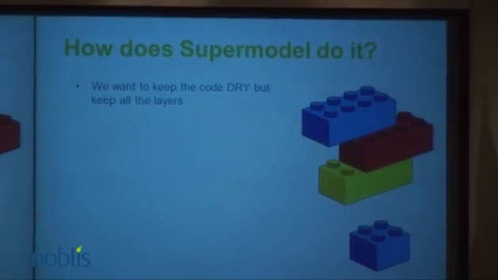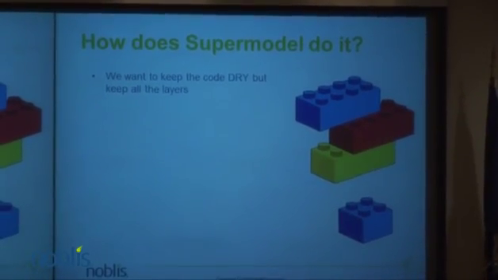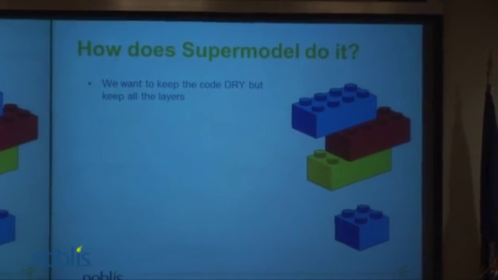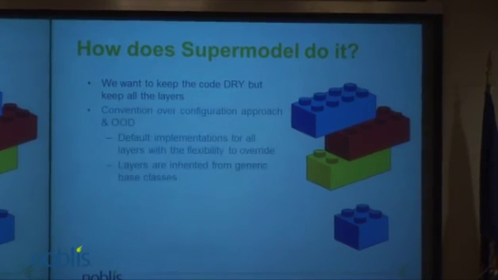Well, remember, we want to keep things DRY. DRY stands for "do not repeat yourself." But we also want to keep all of the layers and not do all the extra work. So what Supermodel does is it takes advantage of the approach called convention over configuration. It also takes advantage of object-oriented design.